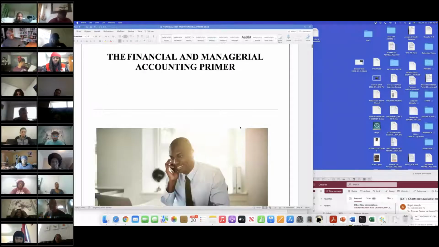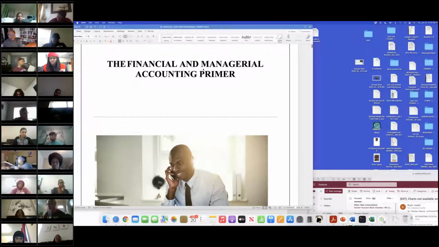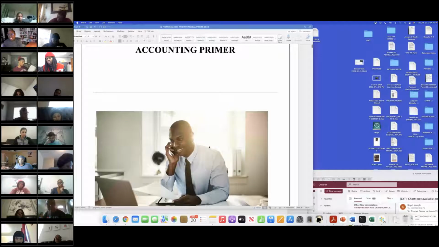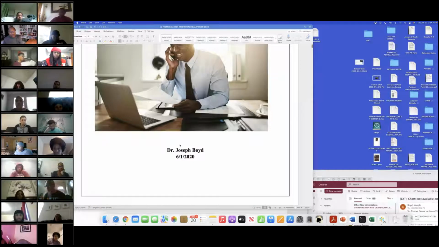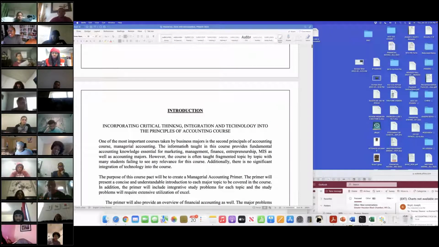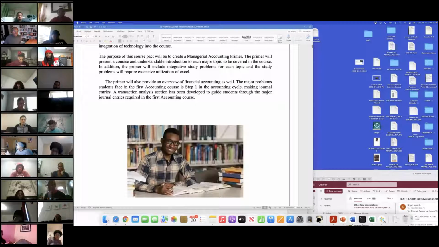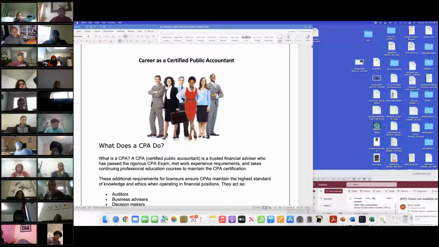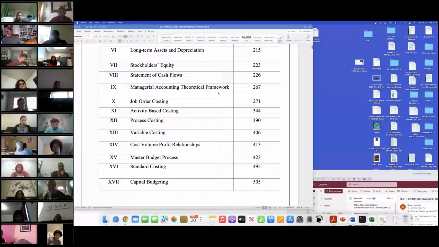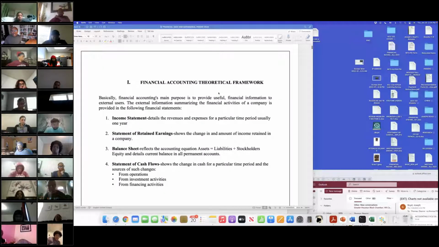Okay, as we stated last time, the primary book we're using is the Financial Manager Accounting Primer. And your goal is you're going to have a job like this. And to get to that goal, you got to be doing the studying. So we have our goal of where we're going and how we're going to get there. Some information about careers as a certified public accountant for the accounting majors. And then let's look at our main takeaway for the course.